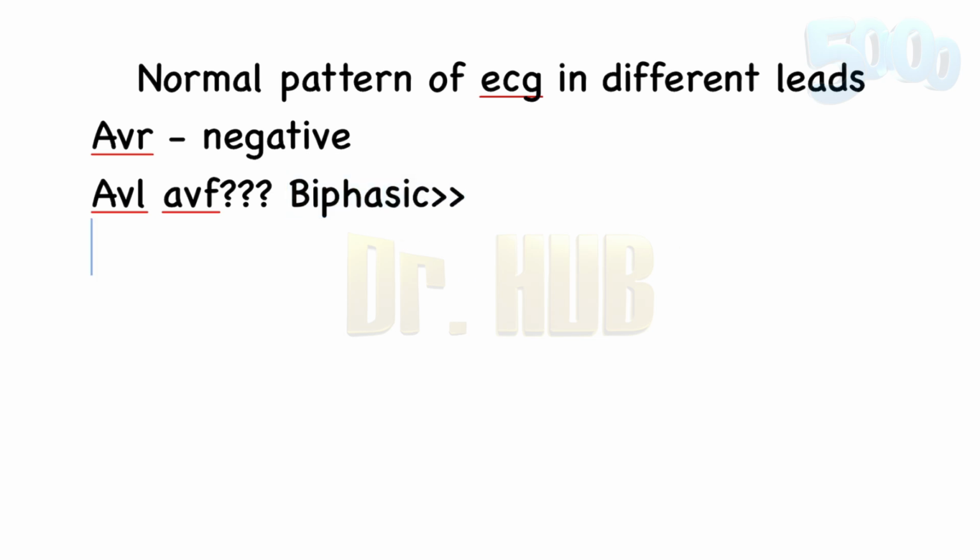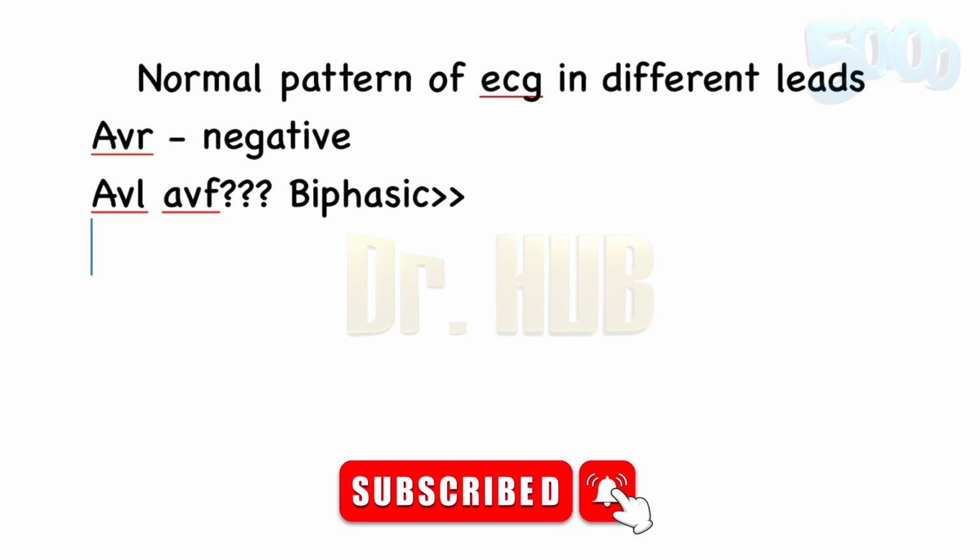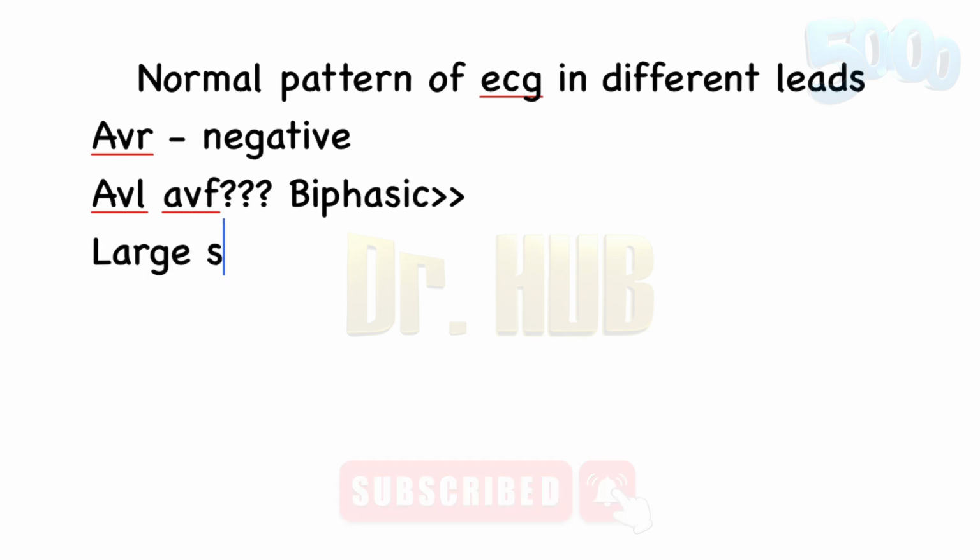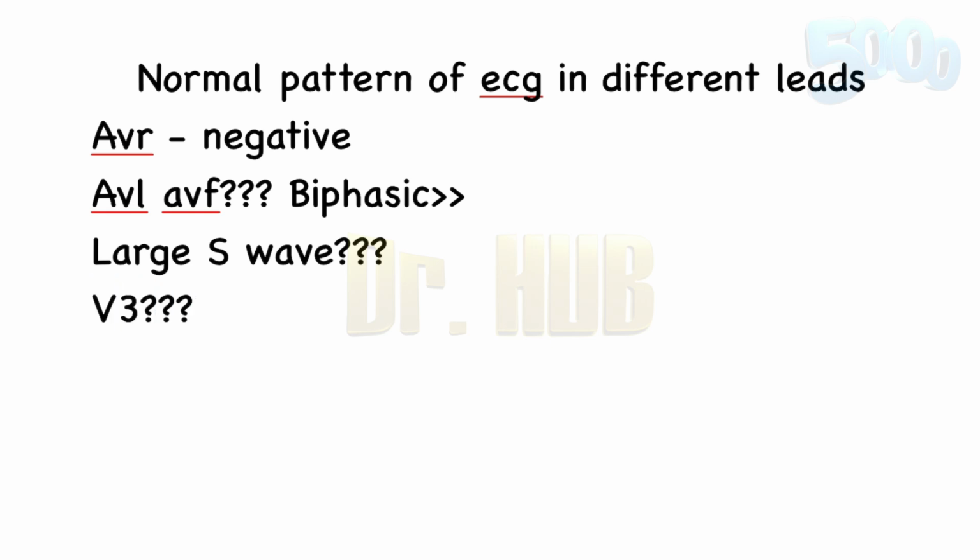Then comes V1 and V2. In V1 and V2, there is no Q wave and a large S wave. So a large S wave, you can see it occurs in V1 and V2. Then comes V3. V3 is biphasic. So V3, what happens? It is biphasic.